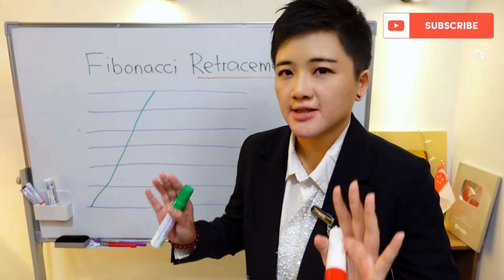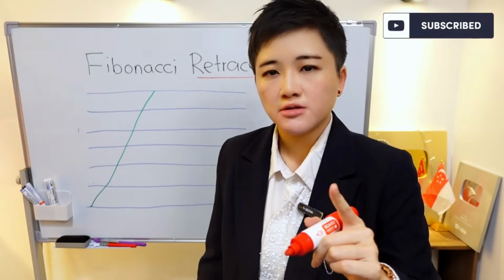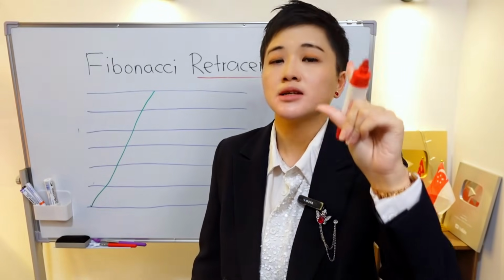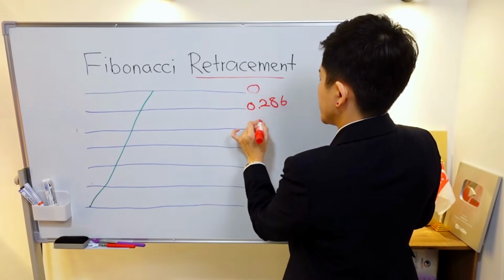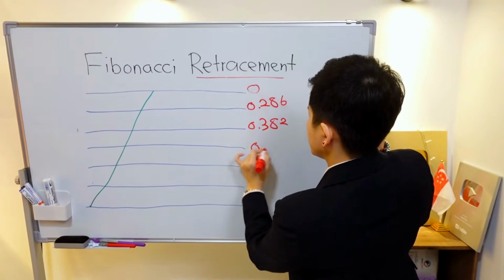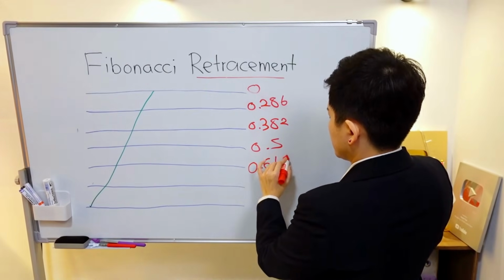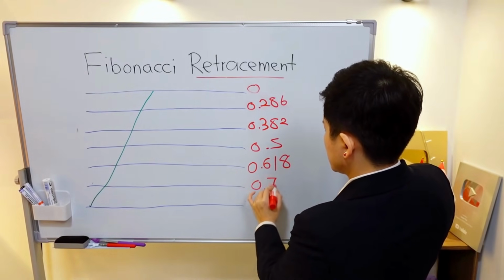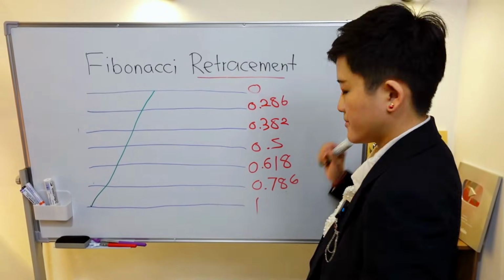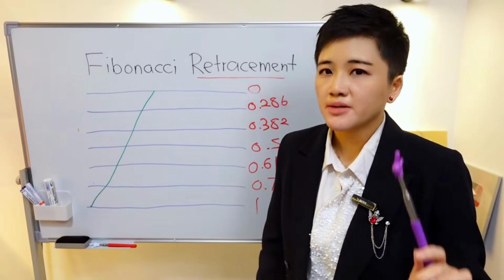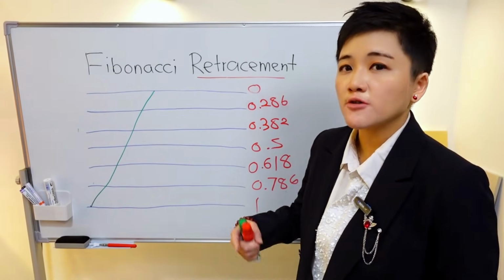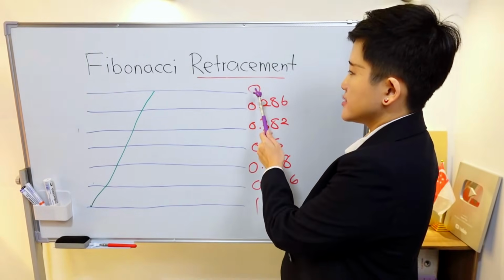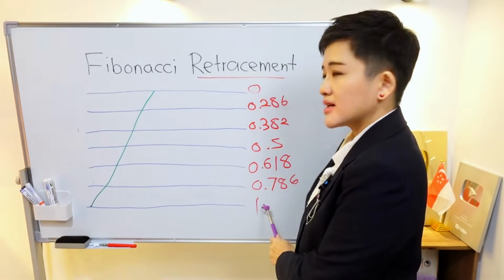But for now, we just need to understand that when you draw a Fibonacci retracement, you'll see 7 lines. Just take note of these: 0, 0.286, 0.382, 0.5, 0.618, 0.786, then 1. Okay? Regardless of downtrend or uptrend, you'll see the same numbers, just in a different sequence. So for an uptrend, you will see the smaller number on top, then the bigger number at the bottom.